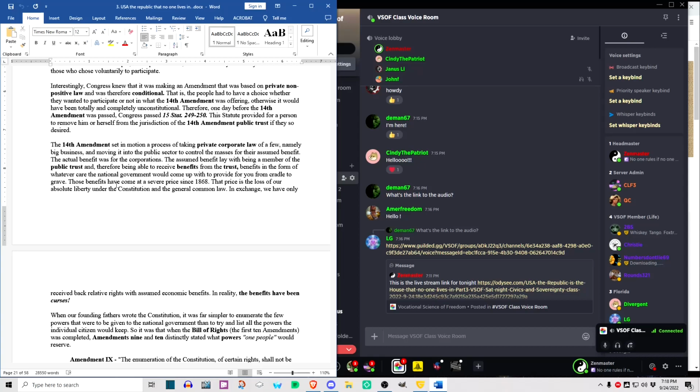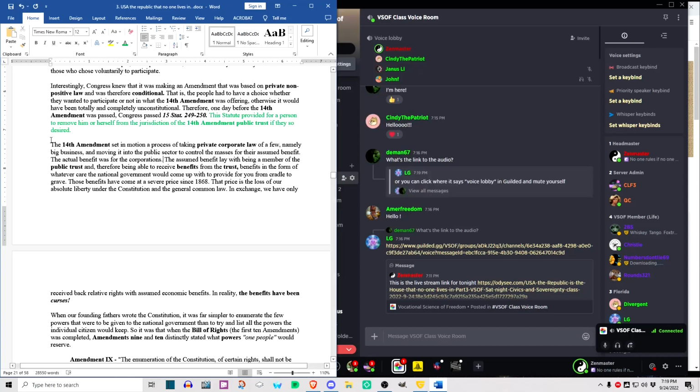So the 14th Amendment set in motion the process of taking private corporate law of a few, namely big business, and moving it into the public sector to control the masses for their assumed benefit. The actual benefit was for the corporations. The assumed benefit lay with being a member of the public trust and therefore being able to receive benefits from the trust. Benefits in the form of whatever care the national government would come up with to provide for you from cradle to grave. Those benefits have come at a severe price since 1868.